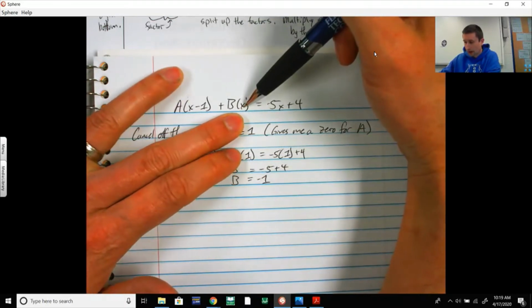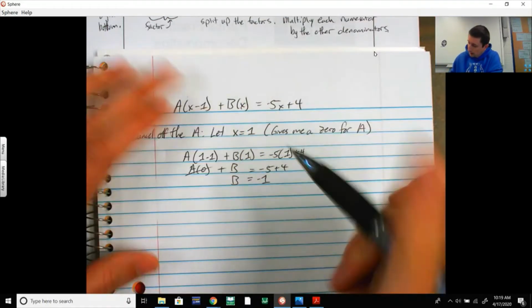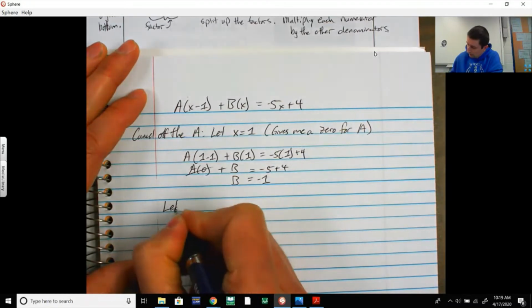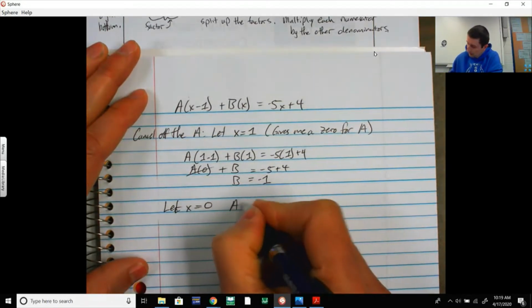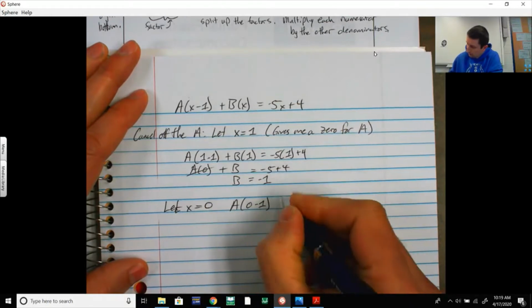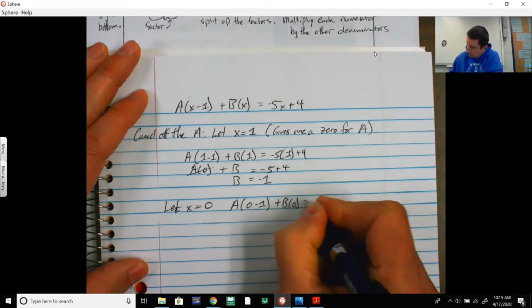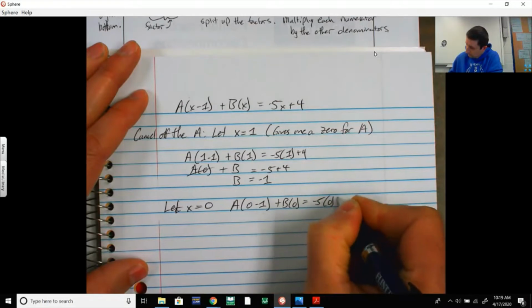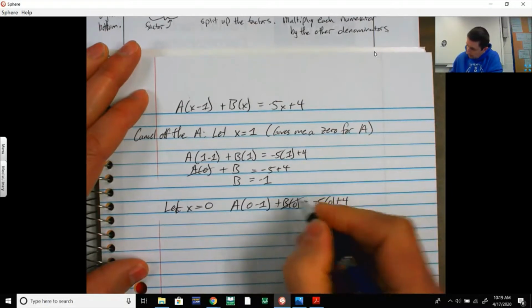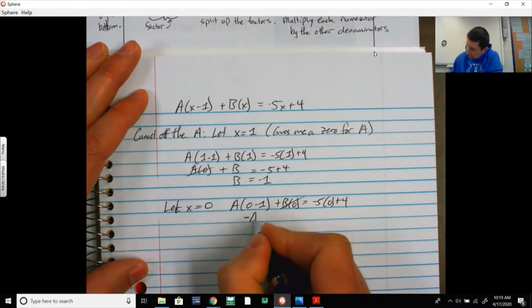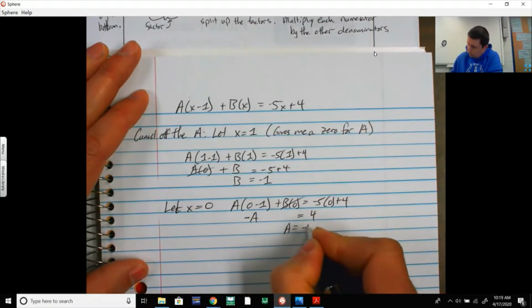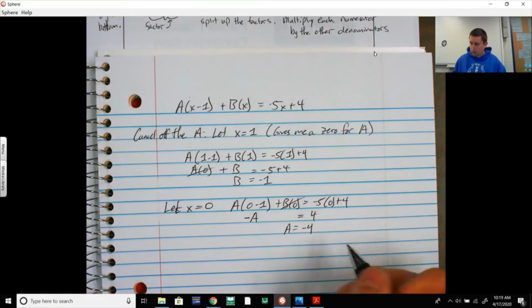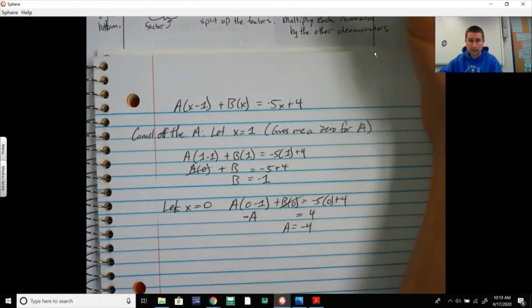If I want to get the b away from itself, I'm going to let x equal 0 in this case. So then I get a times 0 minus 1 plus b times 0 equals negative 5 times 0 plus 4. So that's gone. This is going to be negative 1a equals 4, so a has to equal negative 4. So there's your a and b.